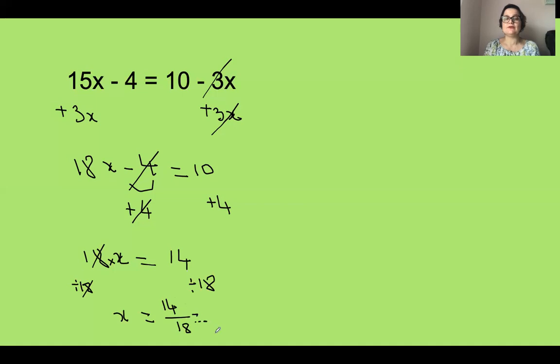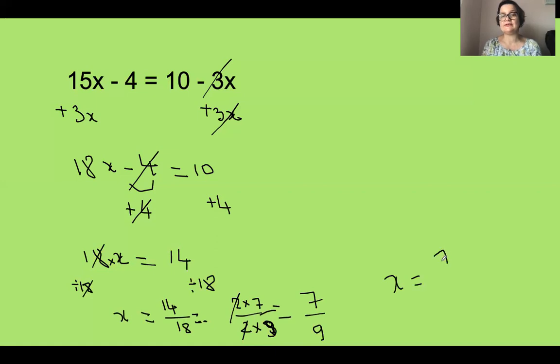Now 14 over 18 is a fraction. I'm going to leave it as a fraction in this case, and I'm going to simplify. Both of them are in the 2 times table, so I'm going to write it as a multiplication of the common factors: 2 times 7, 2 times 9. Then I cancel the 2's out, and the whole answer is going to be 7 over 9. Let me rewrite the answer here: x equals 7 over 9.